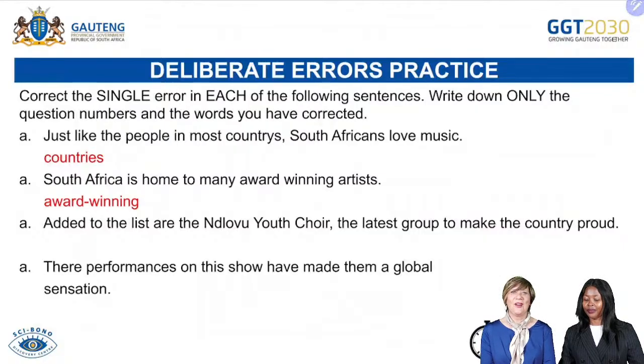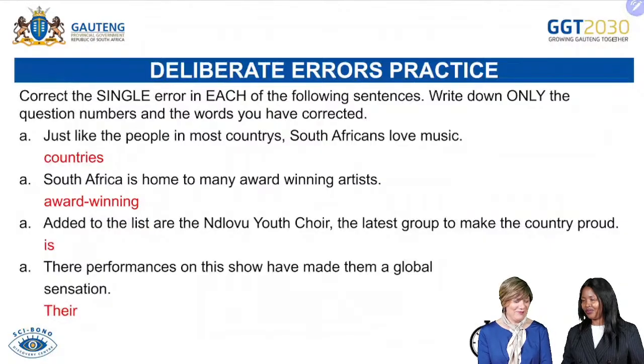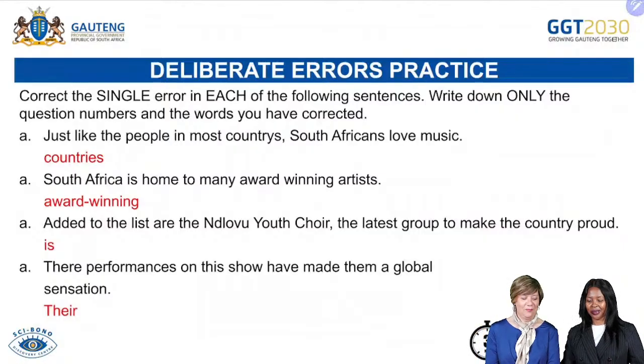Now, be careful. South Africa doesn't have a hyphen. Sometimes I find learners write South Africa with a hyphen. And in this case, it wasn't that one. We wanted award-winning, which had to have the hyphen. Added to the list are the youth choir, and that is, of course, your concord area there. And the last one, the performances on the show have made them a global sensation, and I'm sure you've recognized it immediately. And that's the words often confused, and it should have been there.